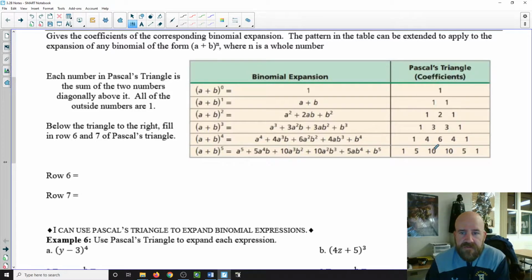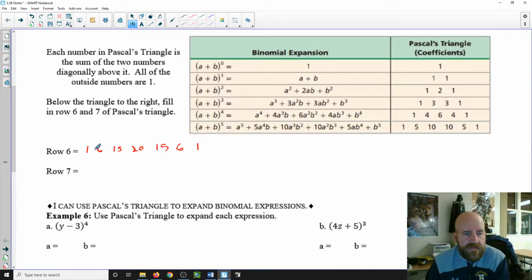So row 6 would be, we always start with 1. Then we have 6, because of 1 plus 5, and then 5 plus 10 is 15, and then 20, 15, 6, and 1.